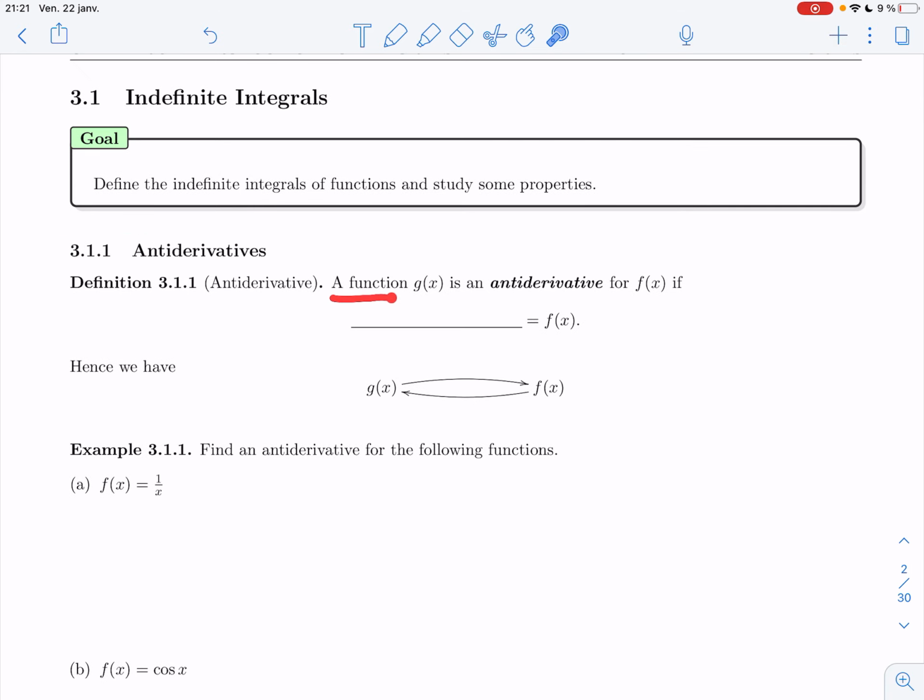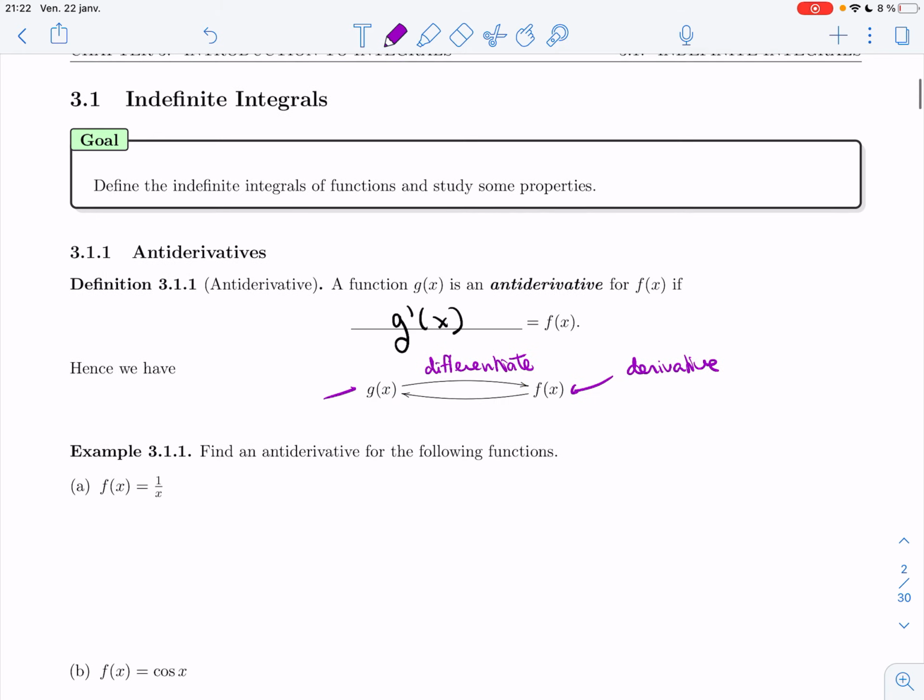Alright, so a function g of x is an antiderivative for f of x if the derivative of g is f. So when I ask you for the antiderivative, what I'm giving you, this f here, that's the derivative. To get from g to f, I differentiate. But if I give you f and I ask you for g, then what I'm asking you for is the antiderivative.